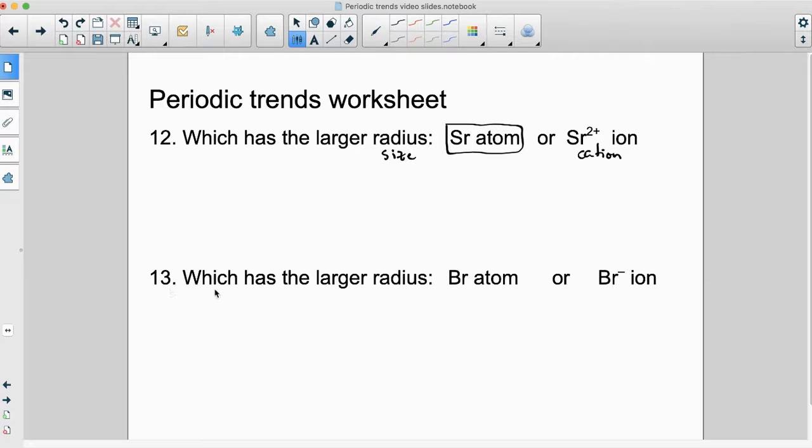Number 13 says which has the larger radius. Here we have an atom and its anion. Anions have gained electrons, are negatively charged, and will always be larger than the original parent atom. Therefore, Br- will be larger.